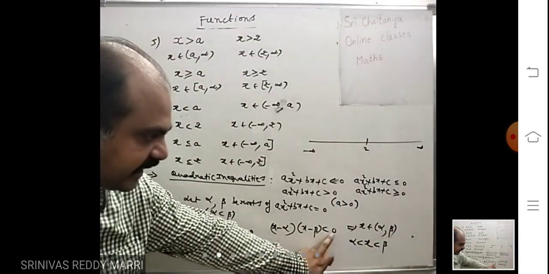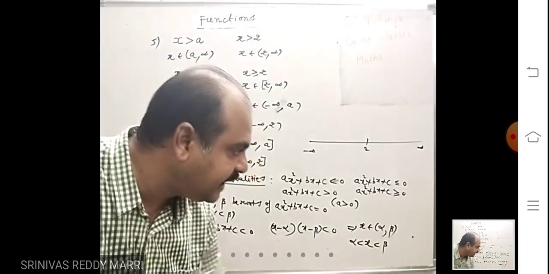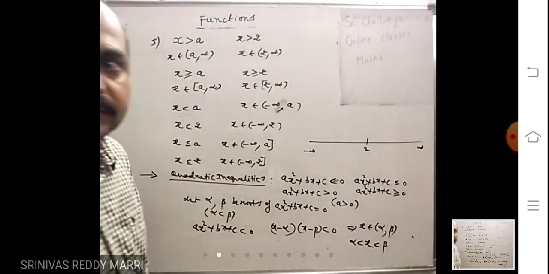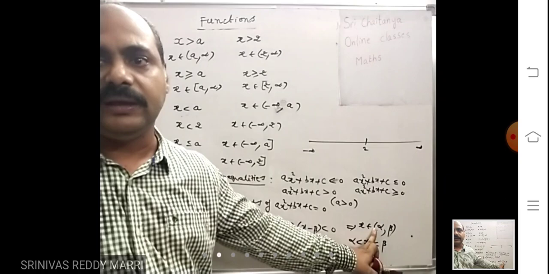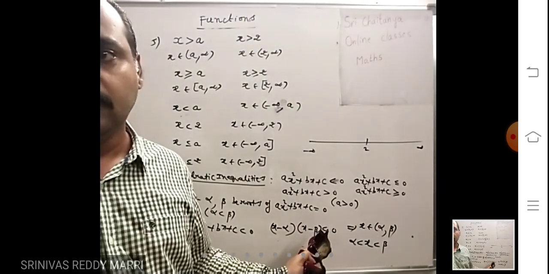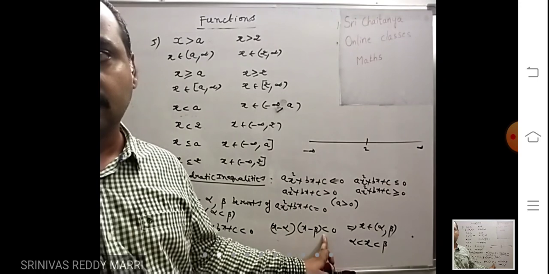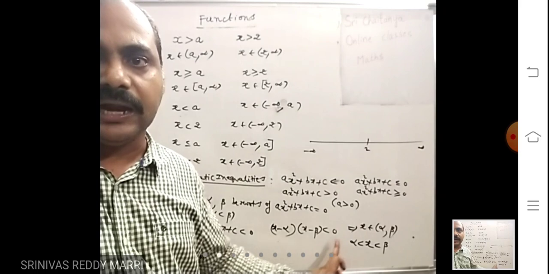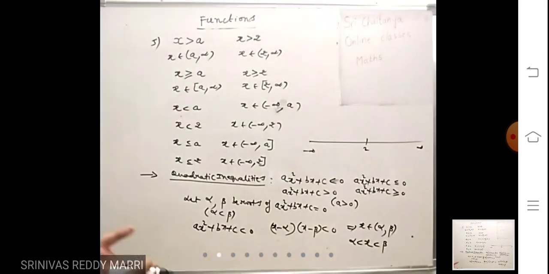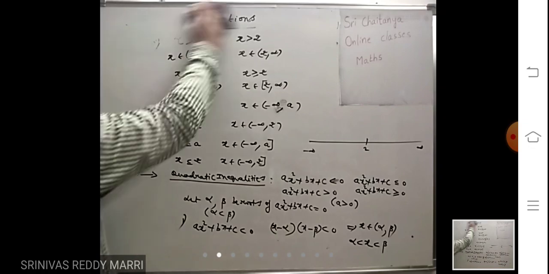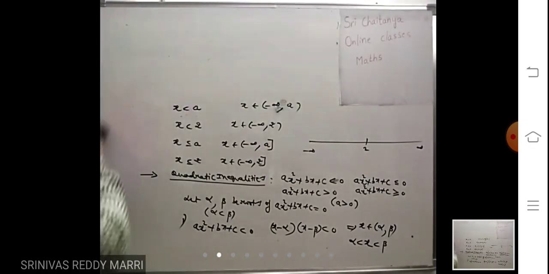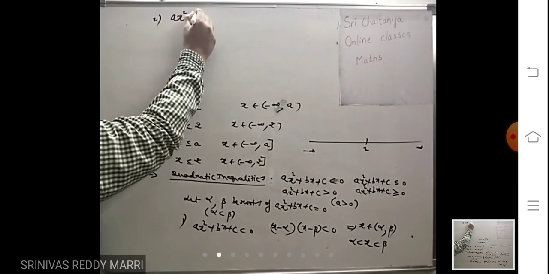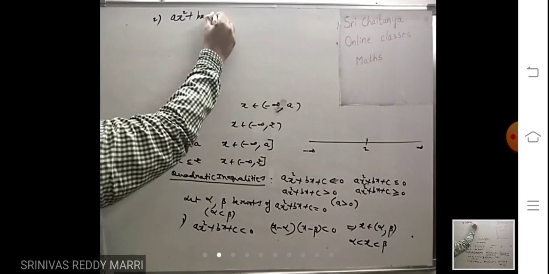Whenever less than 0 is there, you write an open interval. Why open interval? Because at alpha this will become 0, and 0 is not allowed. You cannot include alpha, because at the root this becomes 0 and it is strictly asking less than 0. That's why, whenever equal to 0 is not there, always an open interval. So that is the first one. I will explain the interval while solving the problems.